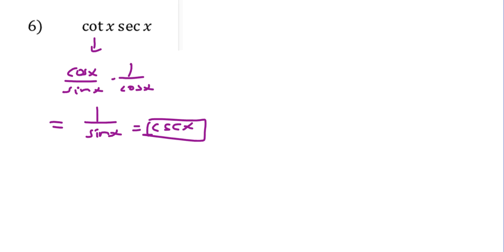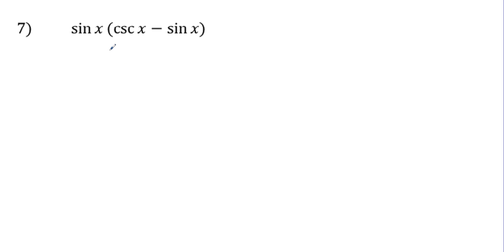Next one. Let's see if this one's a little more interesting. And it is. So there's actually a couple ways I can do this one. I can play with the parentheses a little bit and see what I can do there. But actually what I'm going to do is convert everything to sine and cosine and distribute that sine. So I'll do it in steps. So I'm going to have sine of x times 1 over sine of x minus sine of x. Then I'm going to distribute.